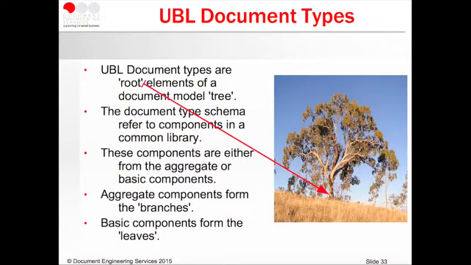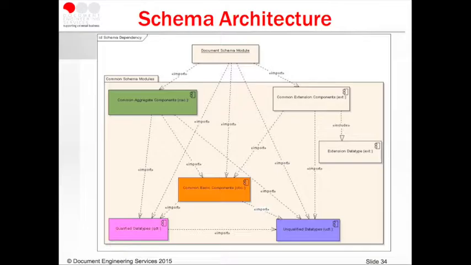The schema for a UBL document type refers to components that are in a common library. They are either aggregate components that form the branches or basic components that form the leaves of the document tree. What we're describing is really the model of the document. Technically, it comprises several XML schema components.